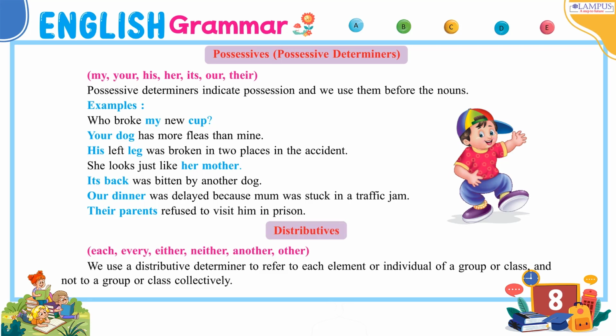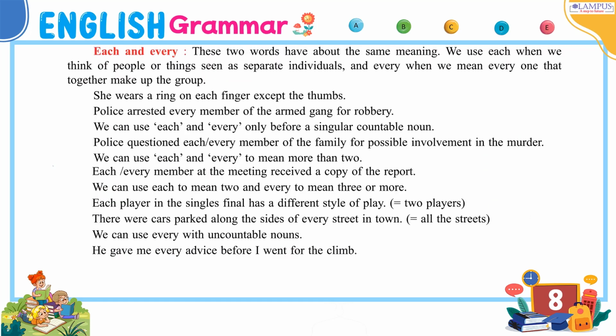Distributives: each, every, either, neither, another, other. We use a distributive determiner to refer to each element or individual of a group or class, and not to a group or class collectively. Each and every. These two words have about the same meaning. We use each when we think of people or things seen as separate individuals, and every when we mean everyone that together make up the group.